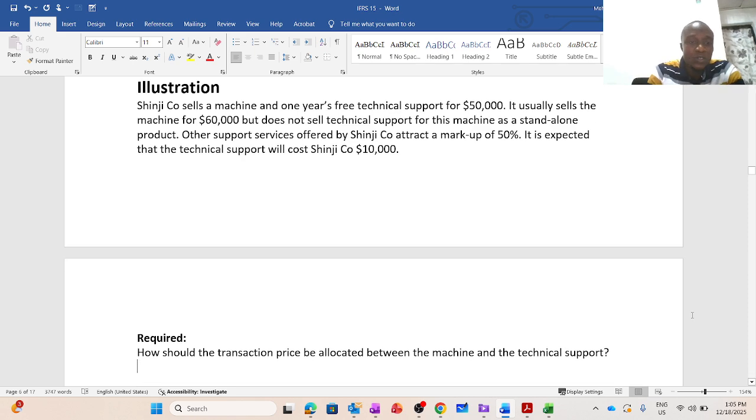What we are going to do is solve the particular question. We are going to allocate the transaction price. But firstly, we need to calculate the discount component, which is very simple, right?